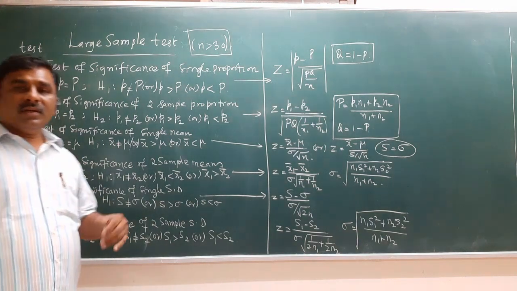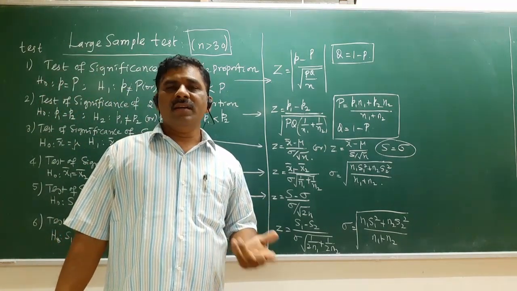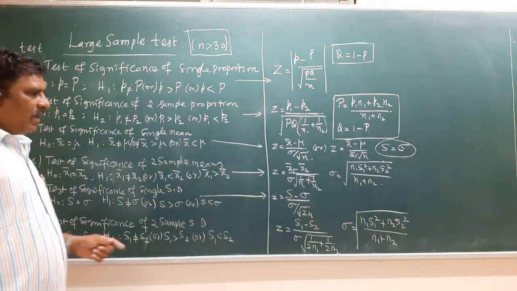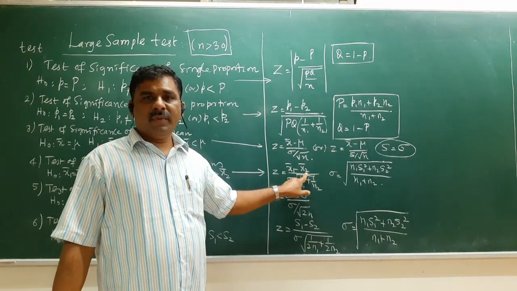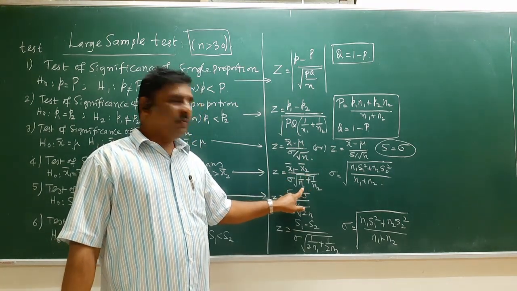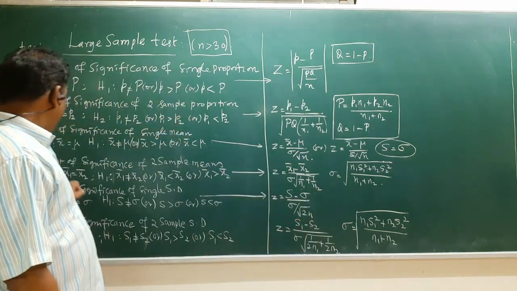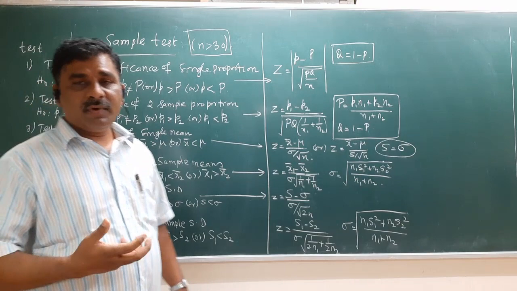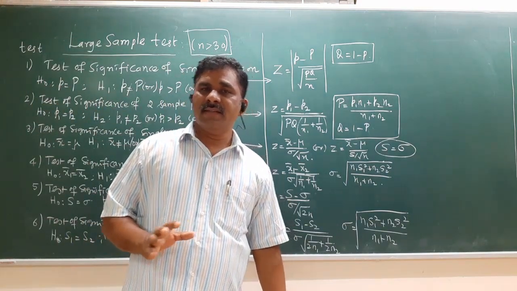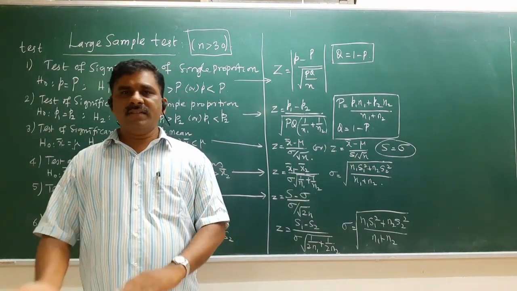The fourth test is test of significance of two sample means. That is, we are going to test two sample means x1 bar and x2 bar. Here x1 bar is sample 1 mean, x2 bar is sample 2 mean, n1 is sample 1 size, n2 is sample 2 size. Now what is H naught for this? H naught is the null hypothesis: x1 bar equal to x2 bar. Writing the null hypothesis is always very simple, because for the particular test you are going to write that equality.